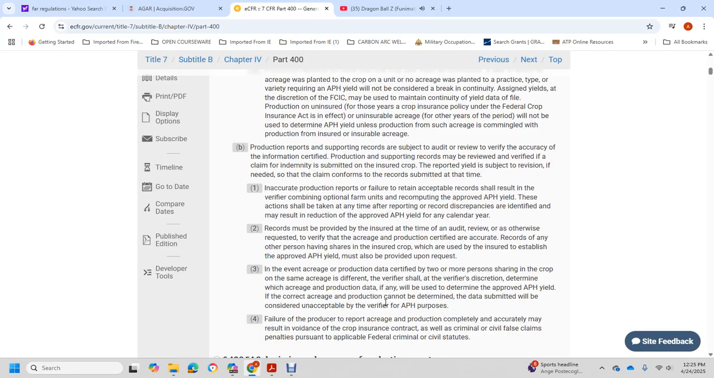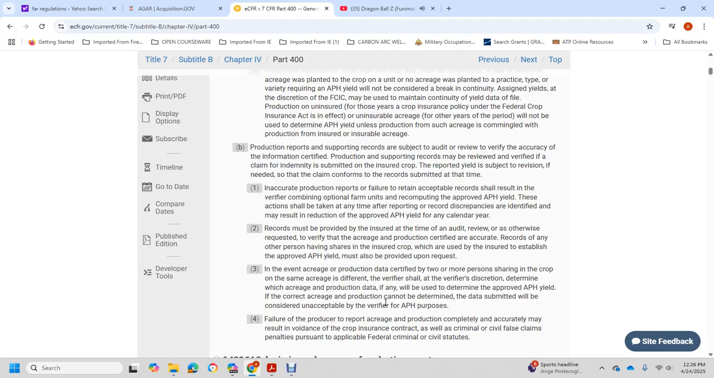Production report supporting documents, when submitted, are subject to audit and review to verify the accuracy of the information certified. Production supporting yield or supporting records may be reviewed and verified with the claim for indemnity submitted with the insured crop. The reported yield is subject to revision as needed to conform with the records submitted at that time.